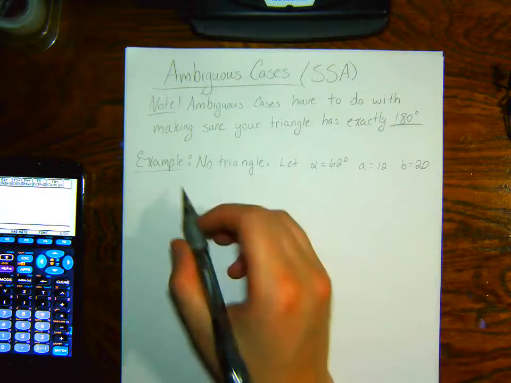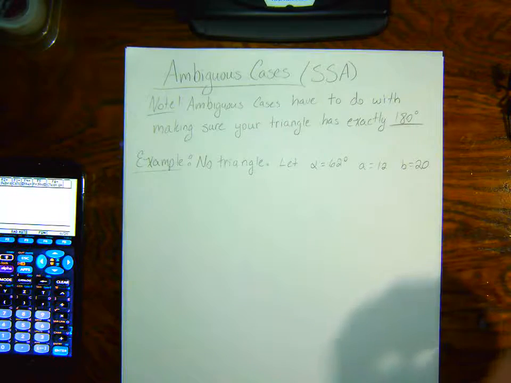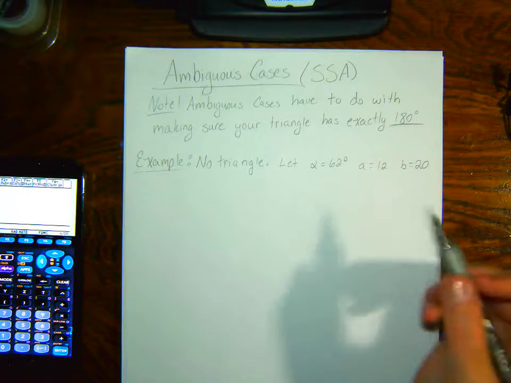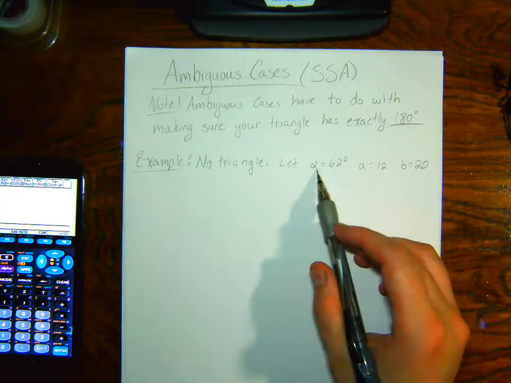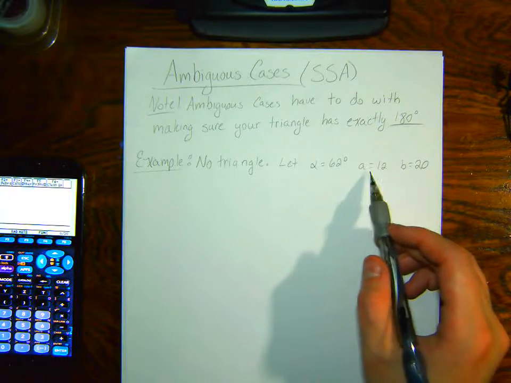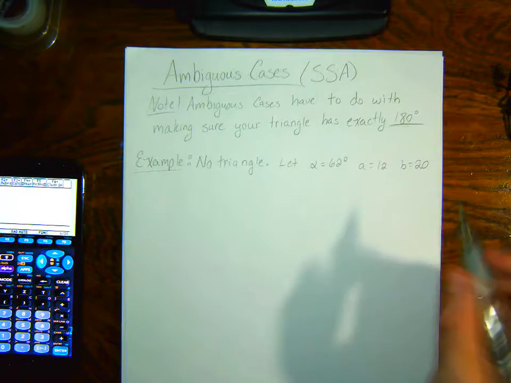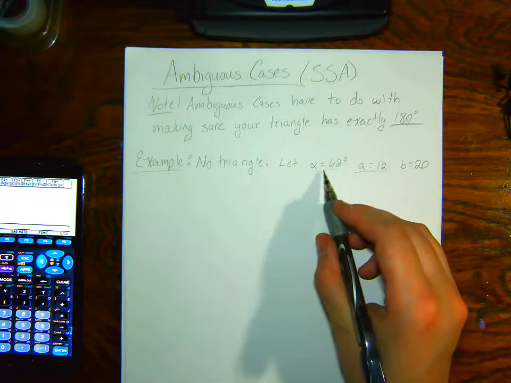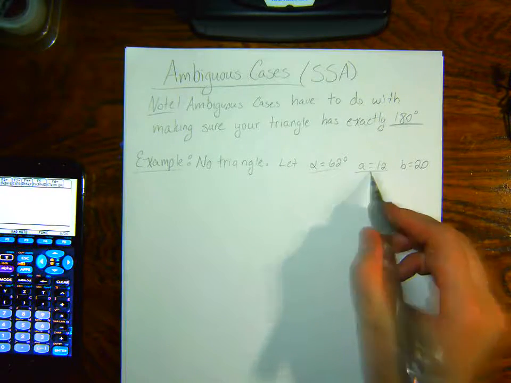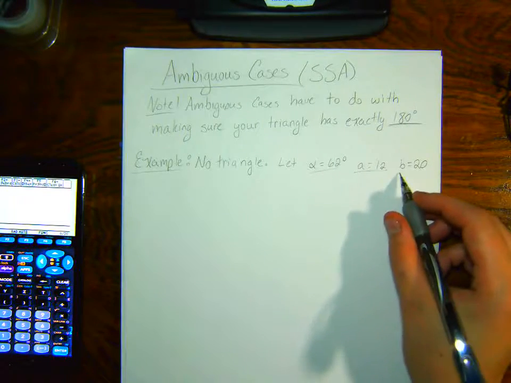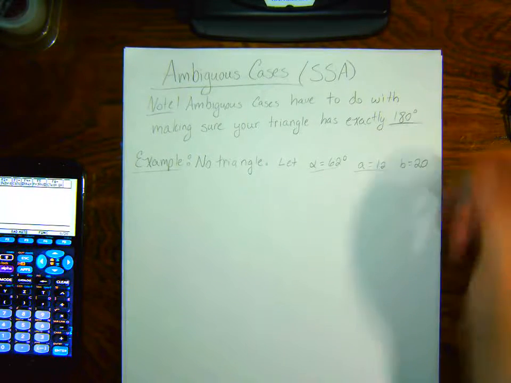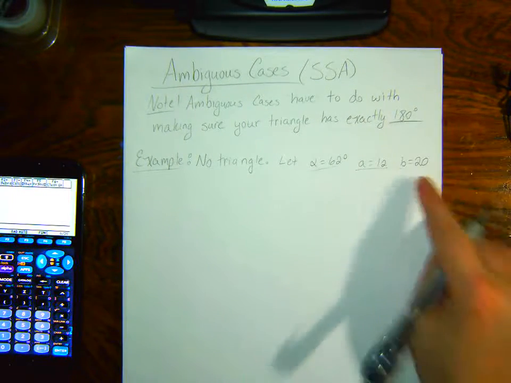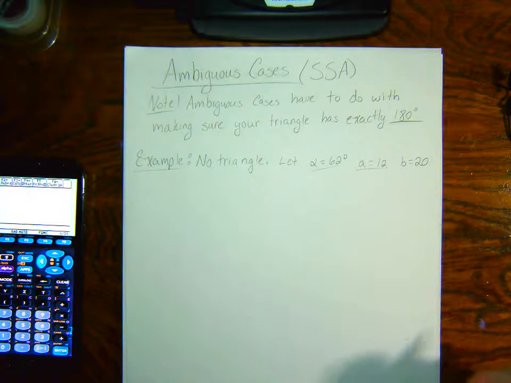Okay, so let's start out with a no triangle example. We're going to let alpha equal 62 degrees, A equal 12, and B equal 20. Notice that I have A and alpha, so that's my angle and my side opposite my angle, and then my remaining side B. I could have also called this C, it doesn't matter which remaining side it is.